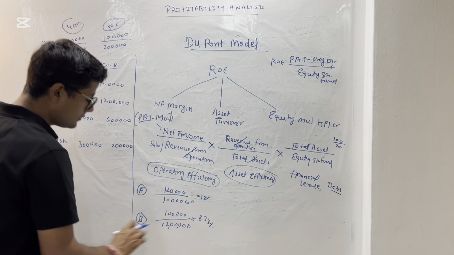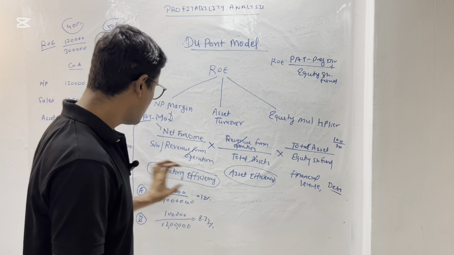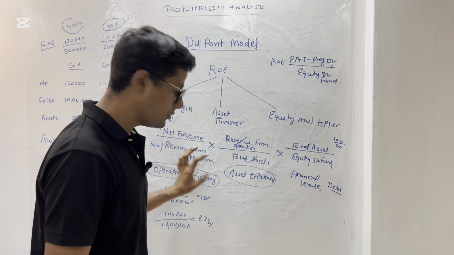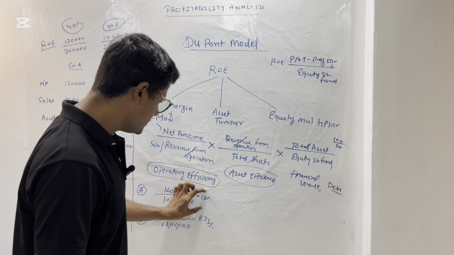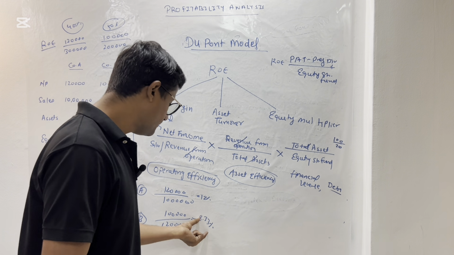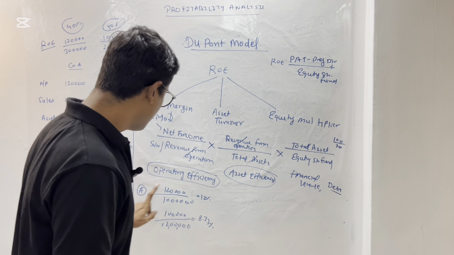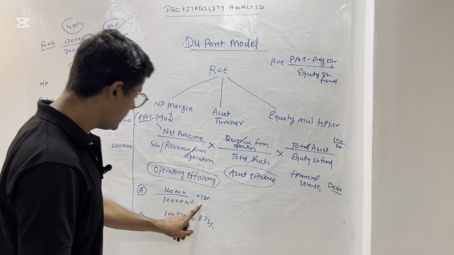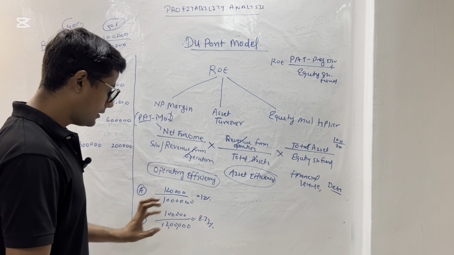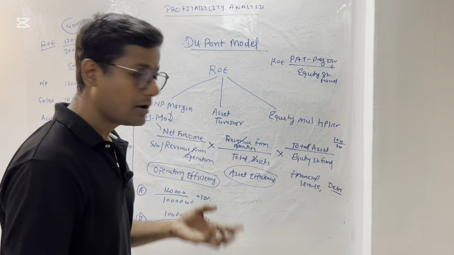Looking at this, what we understand is that company A's net profit margin is more. Company B's net profit margin is comparatively less. It means company A is operating more efficiently than company B. That's one thing. But still, company A's ROE is less.